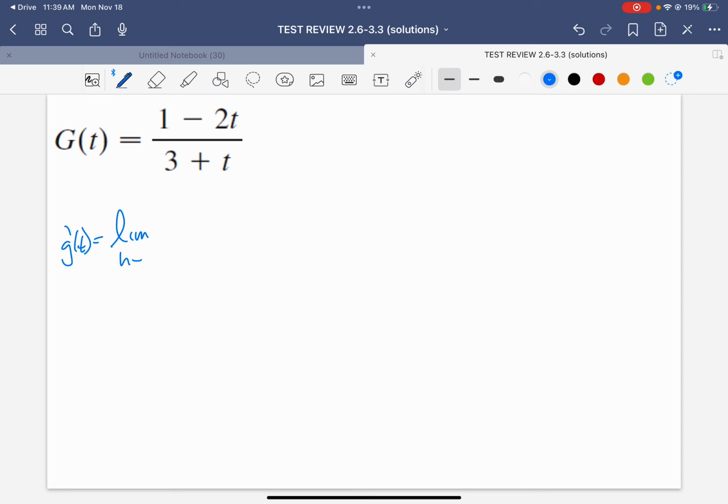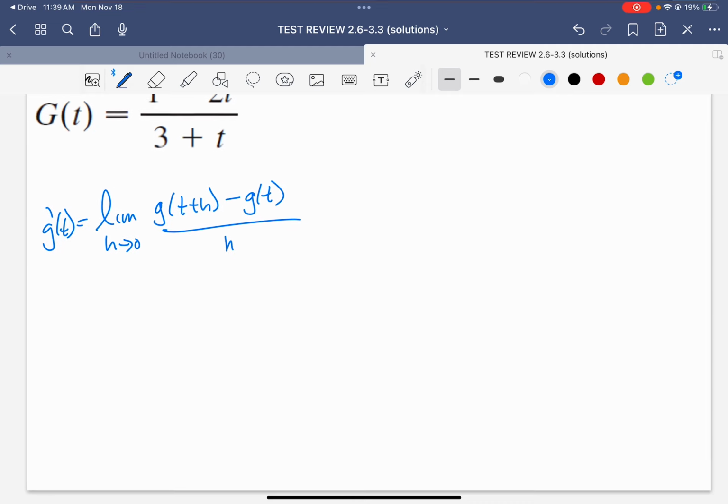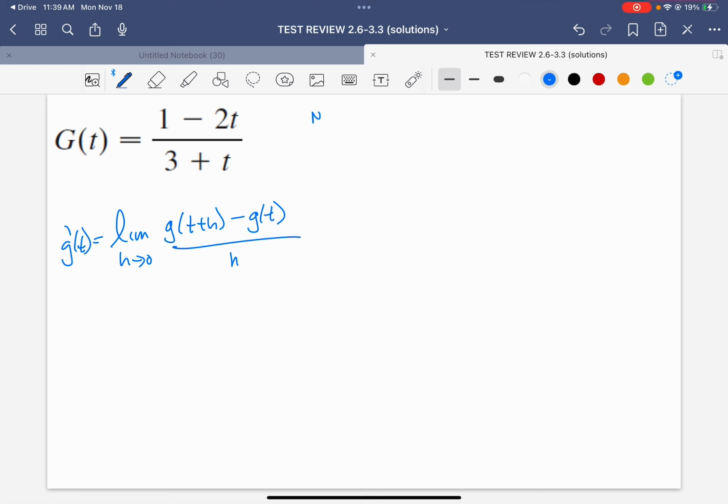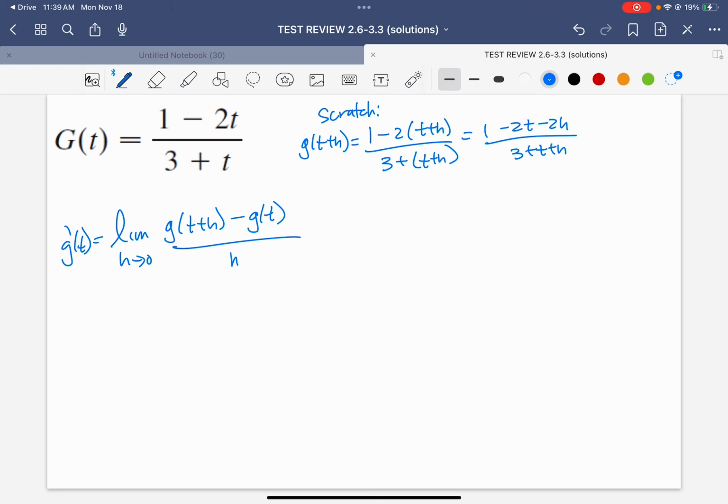The derivative of g is the limit as h goes to 0 of g of t plus h minus g of t over h. If you don't have that memorized, you should. We're going to put up a little scratch work right here. If I have to find what happens when you plug in t plus h, you're going to get 1 minus 2 times t plus h over 3 plus t plus h. So in other words, it's going to be 1 minus 2t minus 2h over 3 plus t plus h.